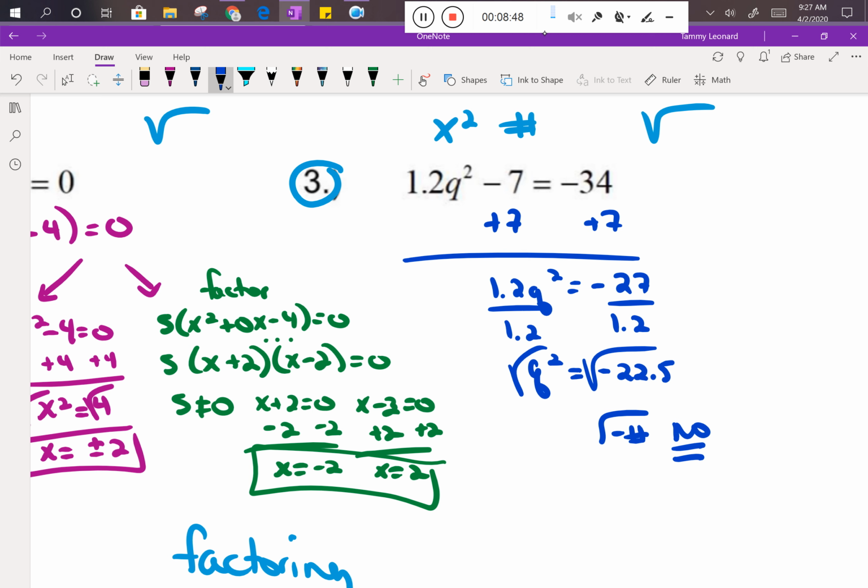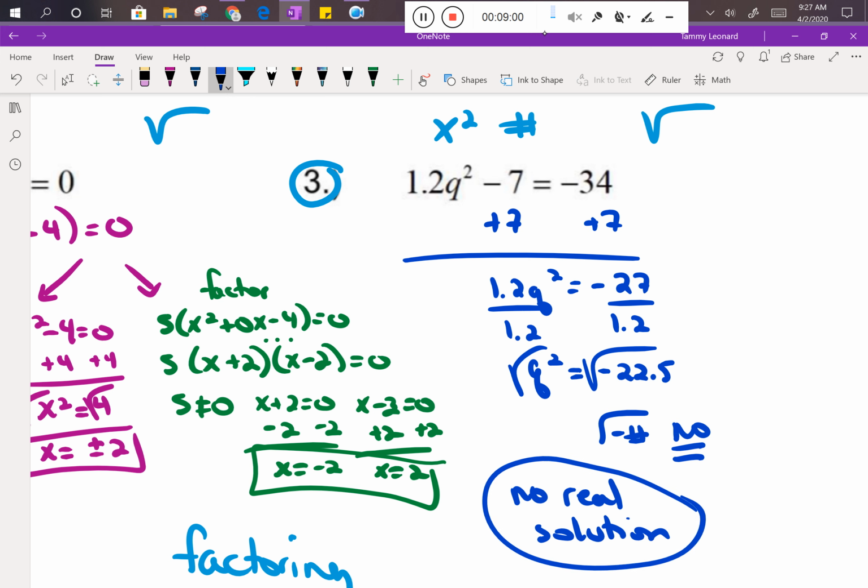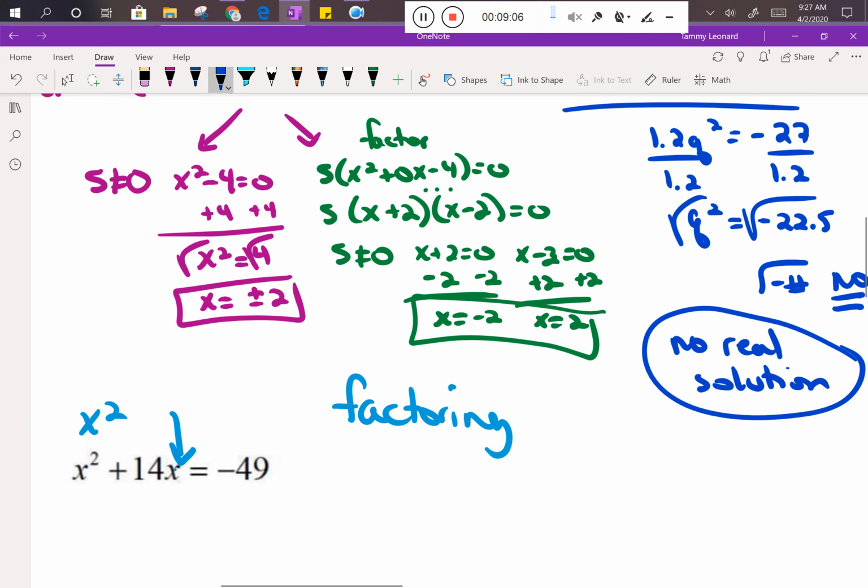So we actually stop working at this point and we say that there is no solution. And actually, though, I'm going to back up. We're going to say that there's no real solution. In Algebra 2, you'll learn how to find the actual solution. But in Algebra 1, all we can say for now is that there's no real solution.